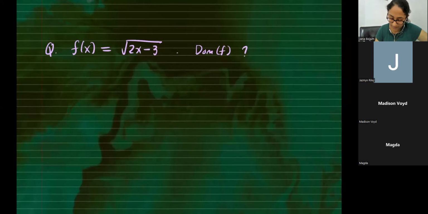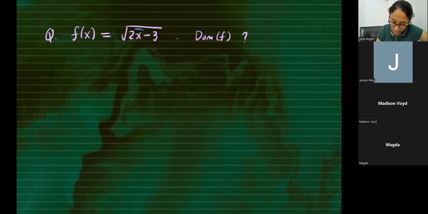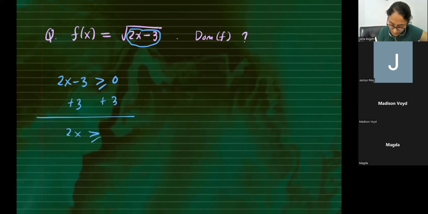So we're going to work out this one now. So you want this quantity right here to be positive, or it could be 0. So I want 2x minus 3 to be greater than or equal to 0. And then I solve it, right? So I would add 3 to both sides. So that's 2x greater than or equal to 3, divide by 2, and that gives you x greater than or equal to 3 over 2.